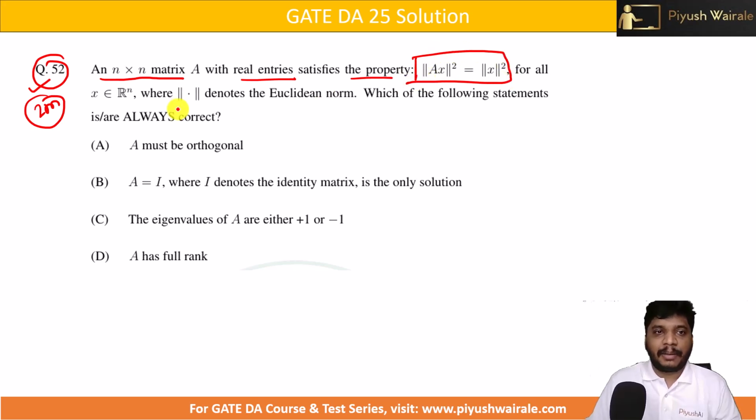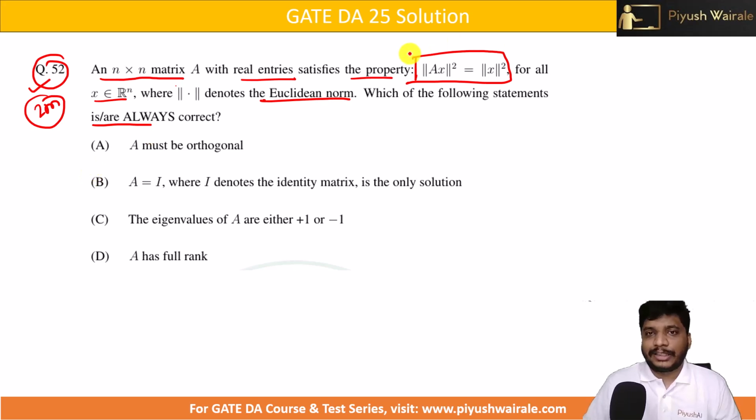And what does this double vertical line indicate? That is basically a Euclidean norm. Here it denotes the Euclidean norm, for all values of x belonging to R^n. Which of the following statements is/are always correct? Here we have 4 options. We need to identify which one is correct.